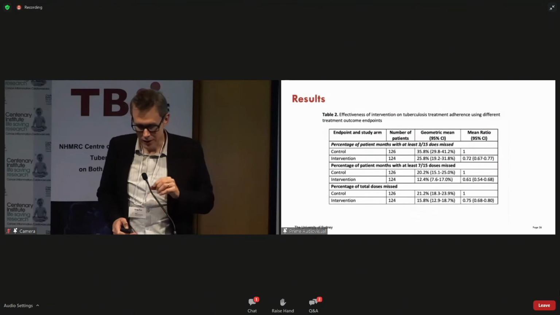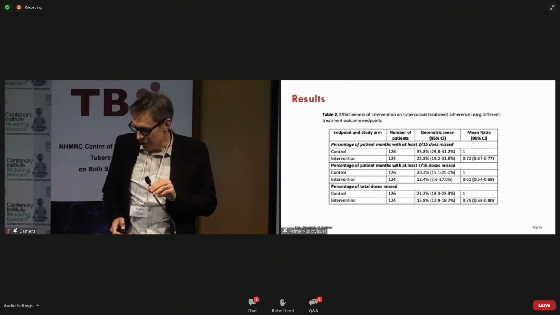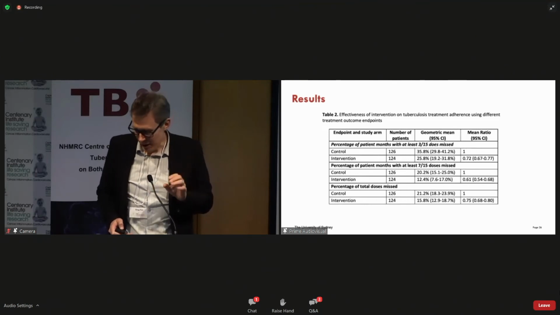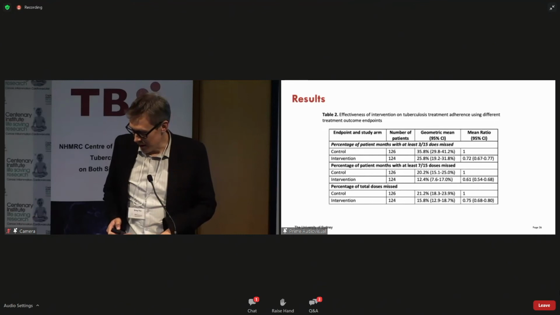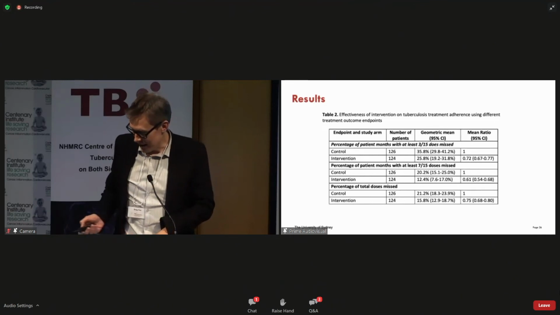And so when we actually look at the primary effectiveness outcome, which is the top row there, you'll see that there was about a 30% reduction in poor outcomes in the intervention group compared to the control group. That is 35% of people in the control group and 25% in the intervention group had at least 3 out of 15 doses missed. The statistics are a little bit complicated, but I won't have time to go into them, but I refer you to Kavi Velen, who has been doing this excellent analysis.